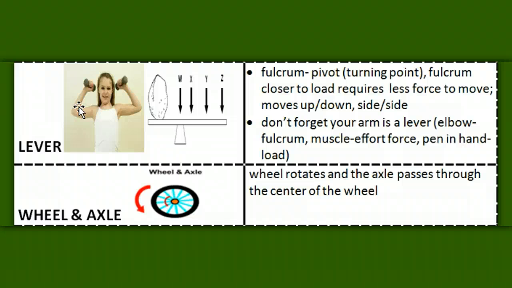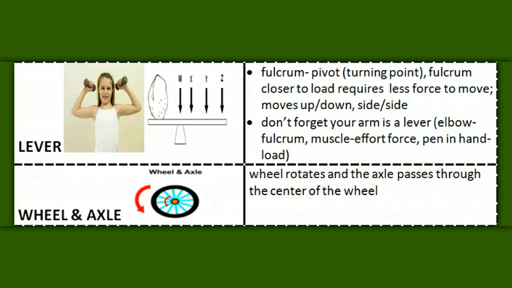So your elbow is the fulcrum. Your muscle, the part right here, is your effort. And what's inside your hand is your load. So don't forget that your own hand is a lever. And then there's the wheel and axle. You've been knowing what a wheel and axle is since you were a little kid. A wheel rotates and the axle passes through the center of the wheel.